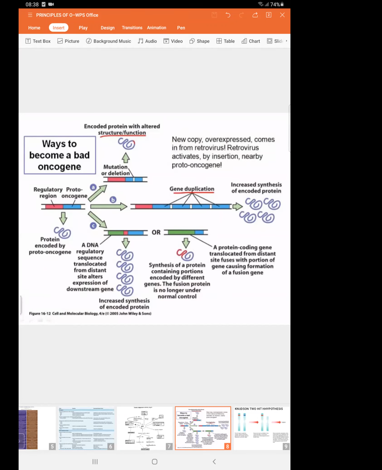Or there can be synthesis of a protein containing portions encoded by different genes. So a fusion protein is formed, which will not have a similar regulation like a normal protein. And so all these will lead to the conversion of a proto-oncogene to an oncogene.